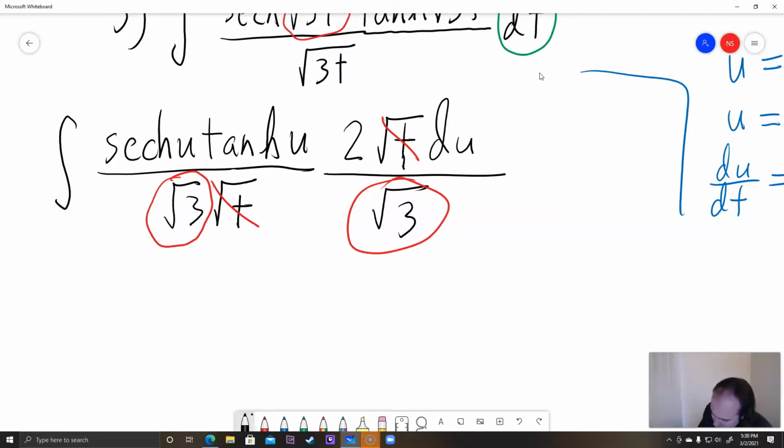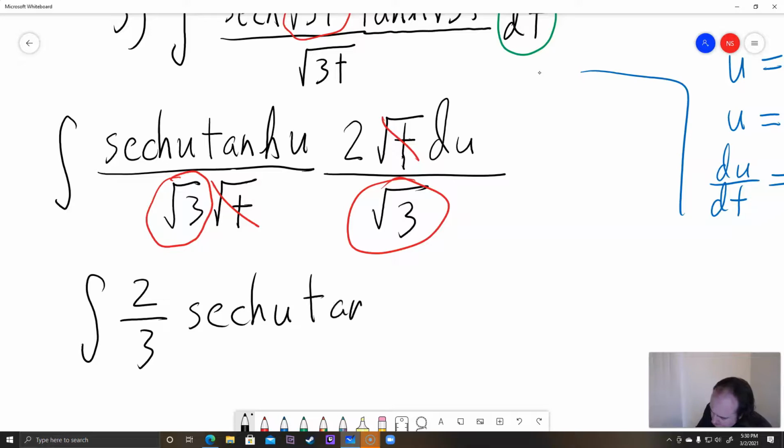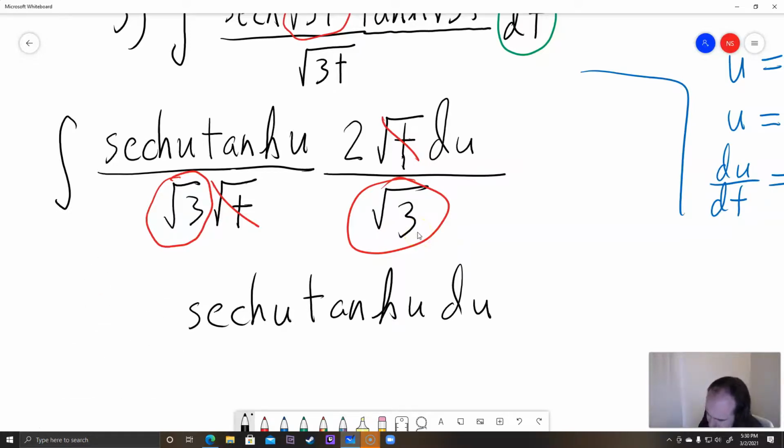So we're actually just going to have the integral of 2/3 times sec of u times tangent of u du. So how did I get 2/3? Well, these root t's canceled out, and then I have a 2 in the numerator, so I brought that out front. And then in the denominator, root 3 times root 3, the square roots cancel out, and you just get 3. And then, of course, 2/3 is a constant, so we can bring that outside of the integral. Okay, so I can actually write this as 2/3 times the integral of sec of u tangent of u du.